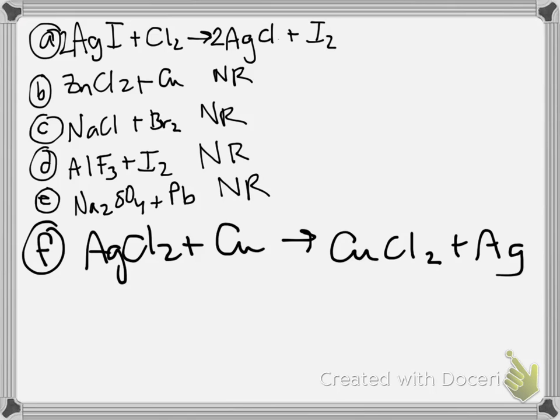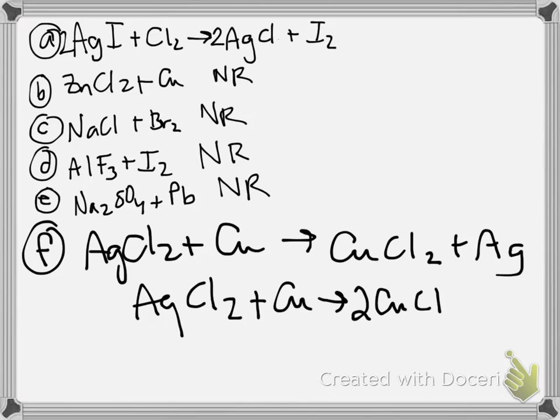So that's my lazy way out. I wrote that for copper 2 chloride. You could write it for copper 1, and then you'd have to balance, and you would have AgCl2 plus Cu yields 2 CuCl plus Ag. It's not that bad. So either of those is acceptable.